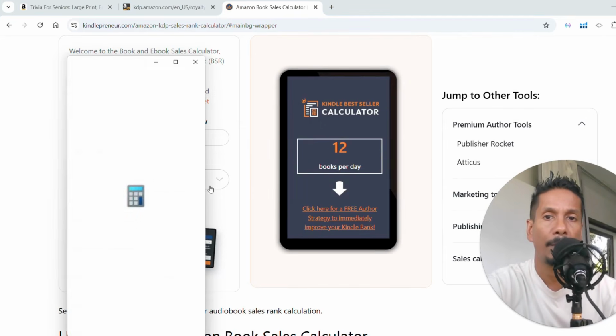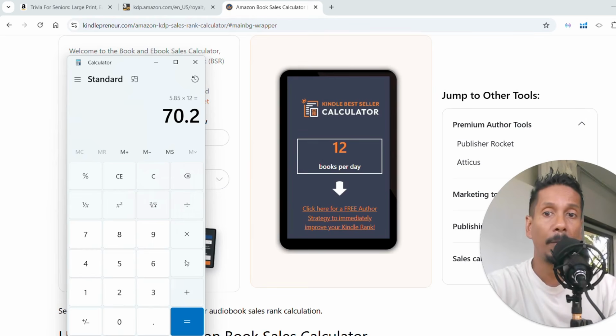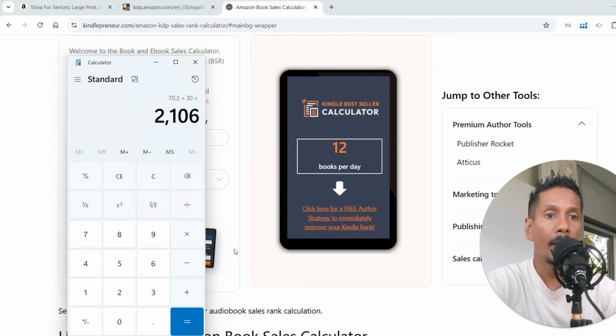So let's do a quick math on that. $5.85 times 12 times. So this book is making in royalties $70 every single day for the person that's published it. So if we times that by 30 now to give a rough estimate, this one book's making $2,000 a month. And this person that's published it has done the work once, leaves it there. Amazon take care of everything, so they just collect a royalty every time it sells. So you can see the power when you pick the right customer.